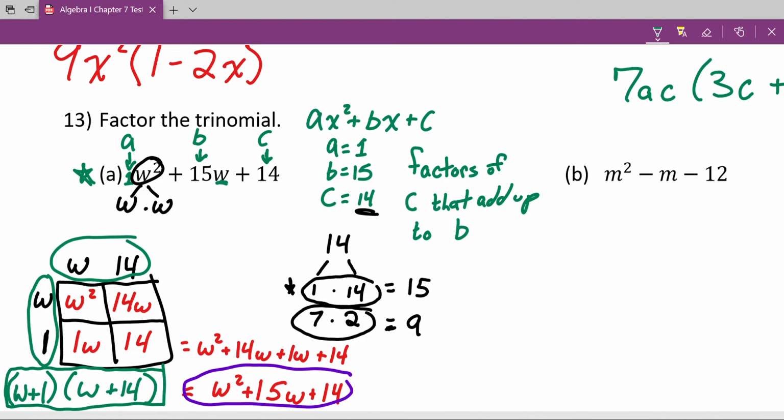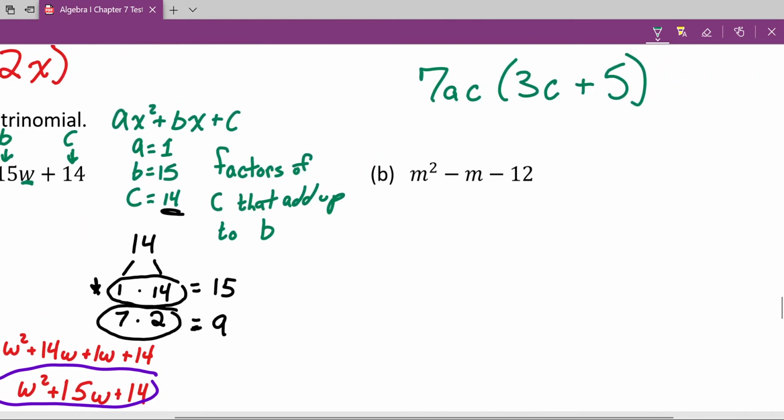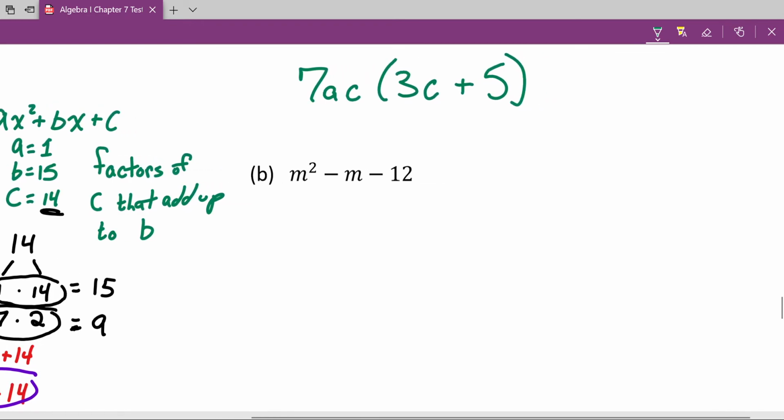So I'm going to go ahead and do 13b just the same way. I'm going to find a, b, and c. I'm going to find the factors of c that add up to b. So we're going to go over to b right here, put my marker in black. So the first thing I'm going to do is identify a, b, and c.